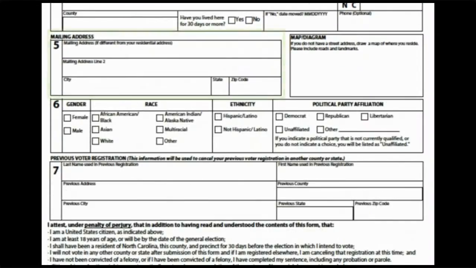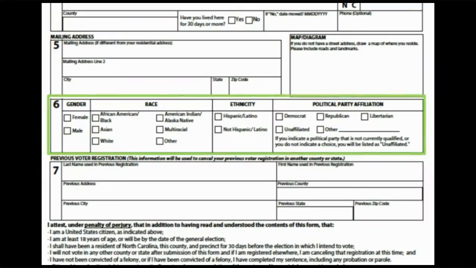Let's look at section 5. This only needs to be filled out if it's different from their residential address. So the person has to put down a residential address because that designates a voting precinct. They only have to put a mailing address if they have a P.O. box or another address or anything that they receive mail in. For any address you put down, make sure it's a valid address because that's how the Board of Elections will verify your registration.